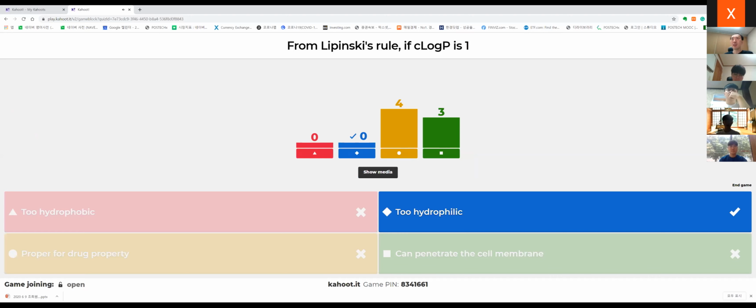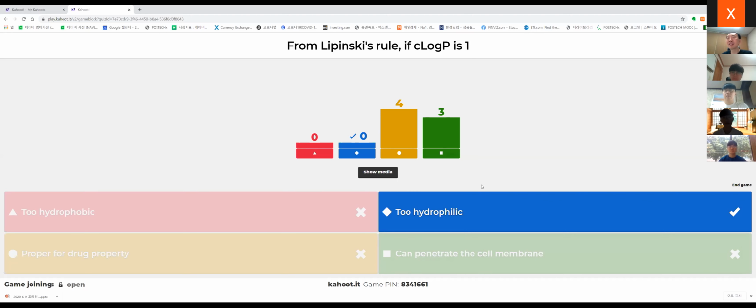C log P is 1. That means 10 times more amount goes into the organic solvent, and only 10% goes to the aqueous media. Sounds like it's hydrophobic, but it's not hydrophobic enough. Most of those drug compounds or organic molecules have higher log P values. And judging from the Lipinski rule, 1 is not good enough. 1 is still too hydrophilic. If the compound is too hydrophilic, it cannot penetrate the lipid bilayer. So it cannot penetrate.